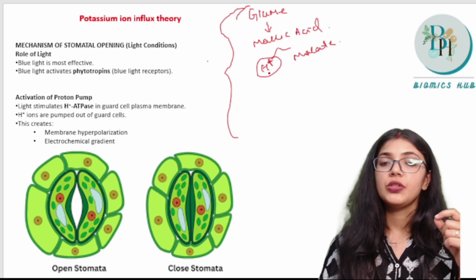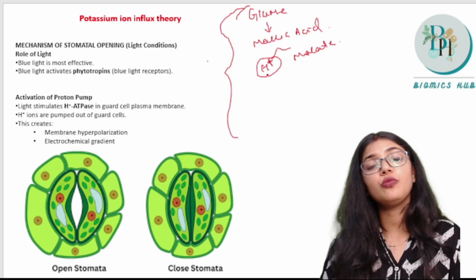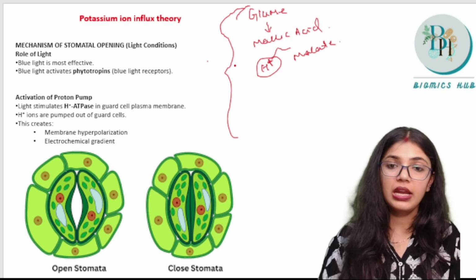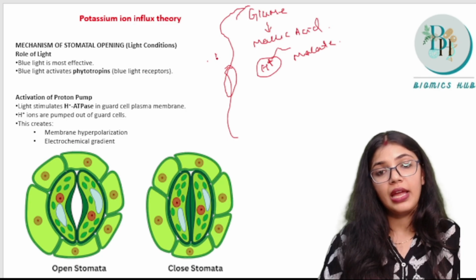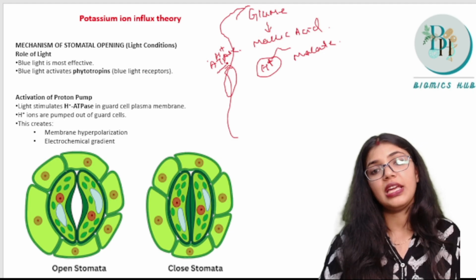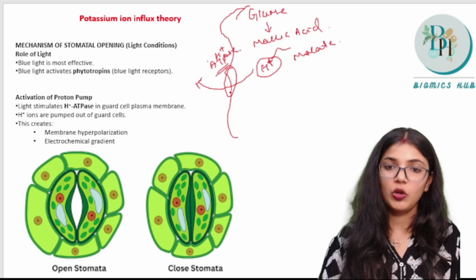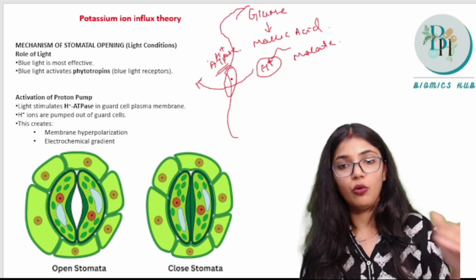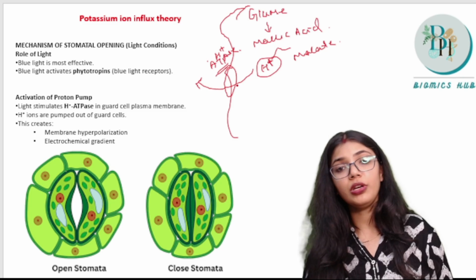As this H plus is more inside the guard cell, it needs to be exported from the guard cell. For this export, it has a pump, which is H plus ATPase. Due to this H plus ATPase, H plus will be transferred out. As much H plus is transferred out, there will be a low amount of H plus, due to which the pH will be higher inside the cell.